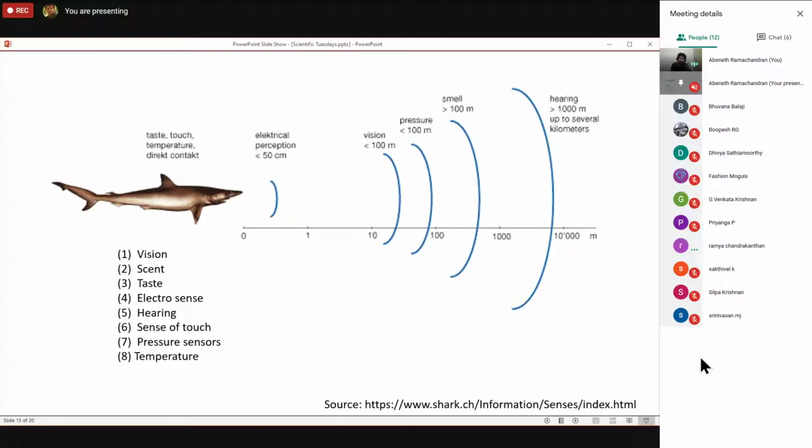Your ears are also the only way in which you can tell which is up or which is down. Have you ever tried going upside down in a somersault or any other exercise? If you do that, you will know which is up or down based on your rotation. That is also a pressure sensor working in your ears. The last one is temperature, the eighth sensor.